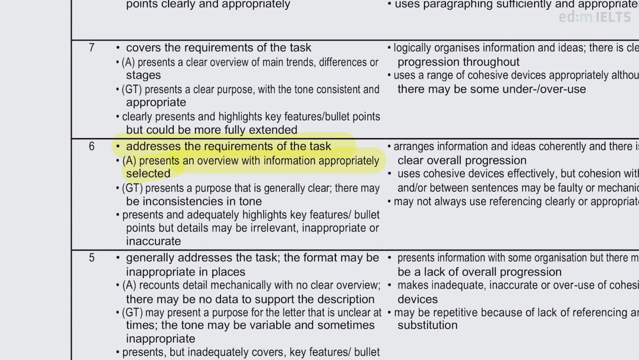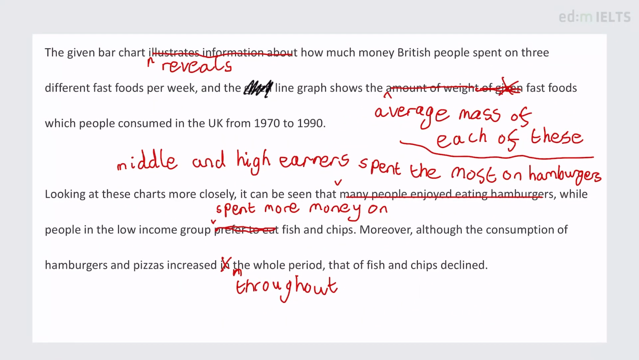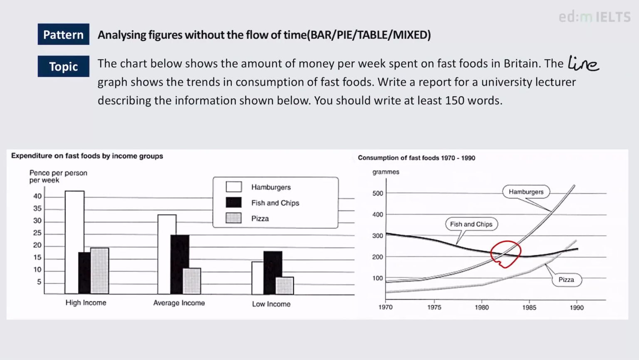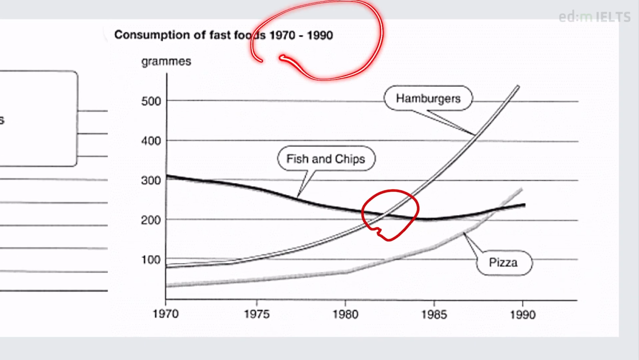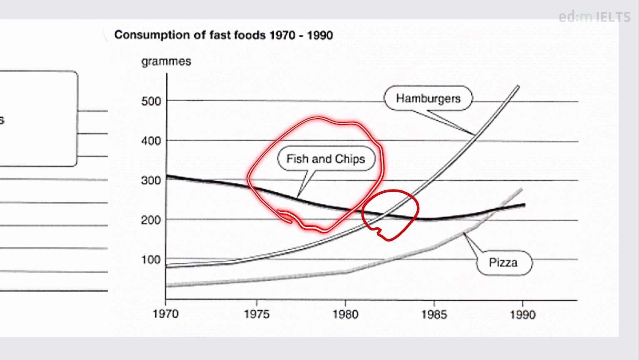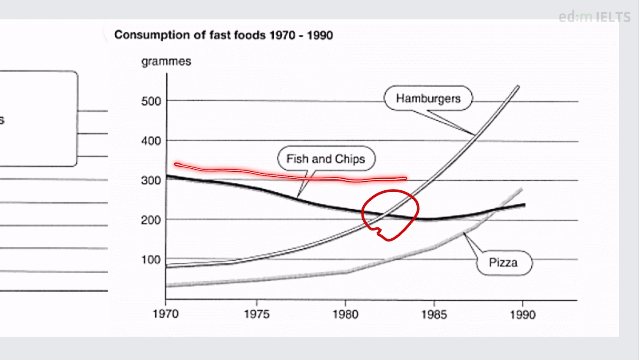But I felt it could have been slightly better. Like when we're talking about the overview, it doesn't really give overall statements. I could say something like, overall, it's clear that over this period, the average consumption of hamburgers and pizza increased, while that of fish and chips decreased overall. Of course, it kind of goes up slightly at the end, but overall there's a downward trend.